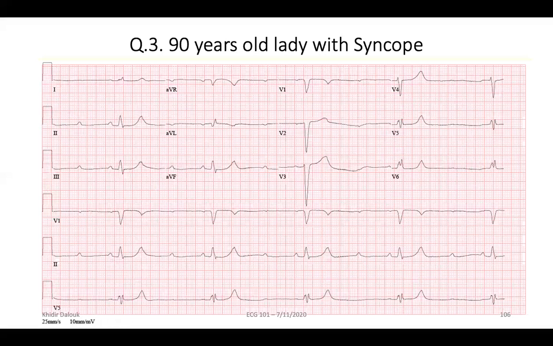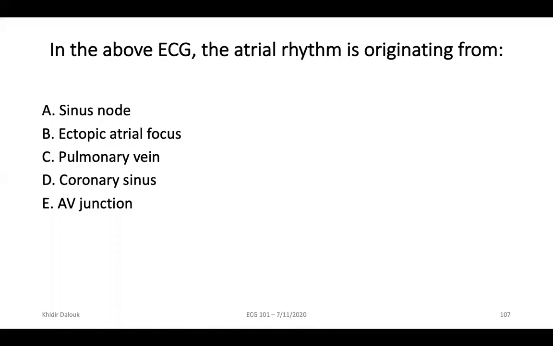Most of the answers, Dr. Khidir, were AV junction. Mm-hmm. So I think we should just highlight it. Sure. The rhythm originating in the atria. So that was my question. I did not say where is the ventricular rhythm originating from.